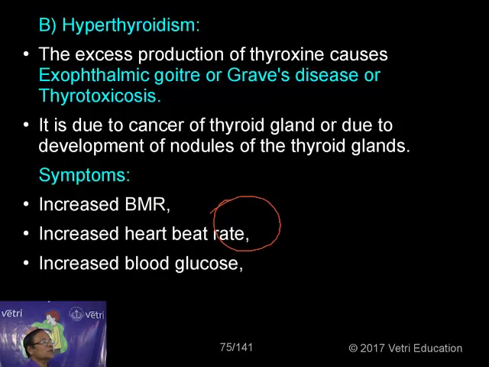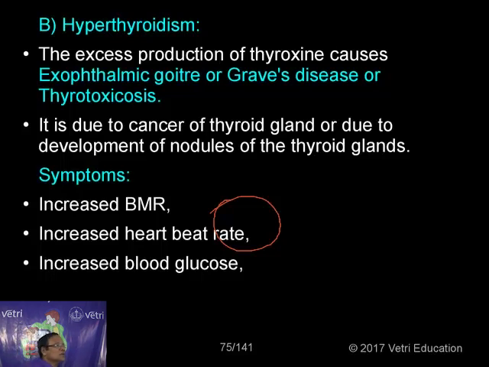Now the over secretion of thyroxine hormone results in a condition called hyperthyroidism. It leads to thyrotoxicosis or exophthalmic goiter and Graves' disease. All are the same. After the name of the person, it's called Graves' disease, and we have exophthalmic goiter. So two symptoms: the eyeballs are protruding out and also enlargement of the gland. Both symptoms are available, and that's why it's called exophthalmic goiter. Swelling of the gland along with protrusion of the eyeball is called the exophthalmos condition.